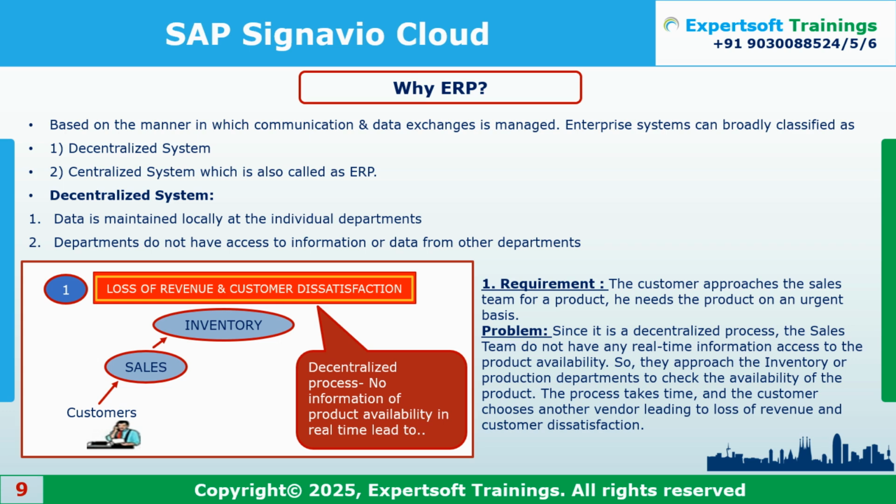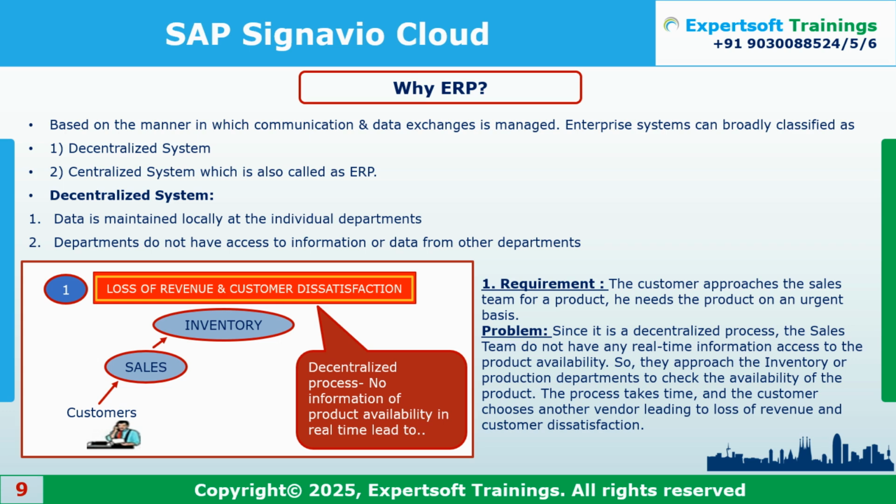Some of the examples I've given here. In a decentralized system, data is maintained locally at the individual department. Sales maintains their own data, production maintains their own data, warehouse maintains their own data, and procurement has their own data. They do not have access to real-time information from the other departments. Due to this miscommunication, a department might not be aware of what is happening in other departments of the organization.